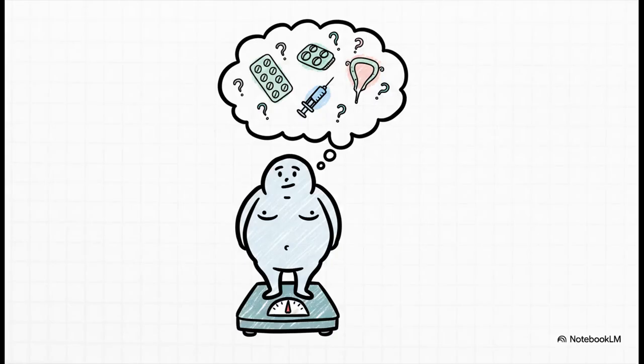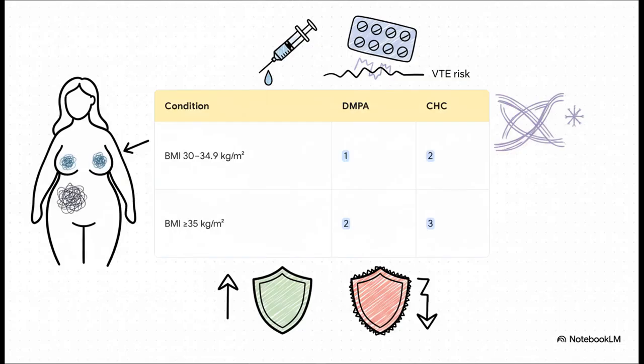Next up, another scenario you'll see all the time, managing contraception for a patient with a high BMI. Now, this is a brilliant example of how different methods have completely different risk profiles for the same condition. Take a look at the injectable, the depot. For a BMI between 30 and about 35, it's a UKMEC1, totally fine. But for the very same patient, the combined pill is already a UKMEC2 because of that VTE risk.